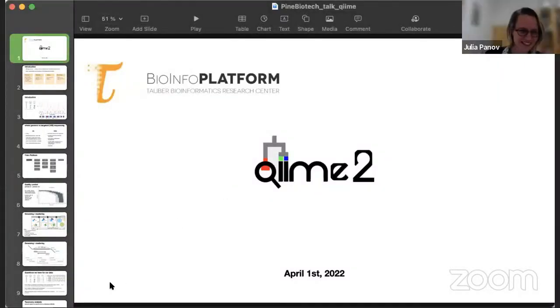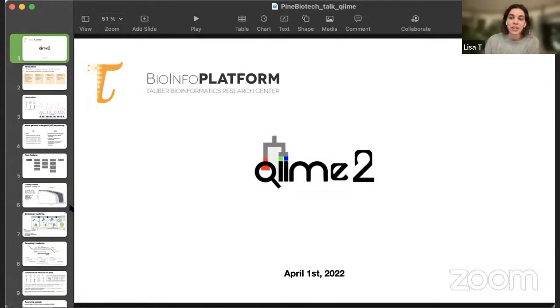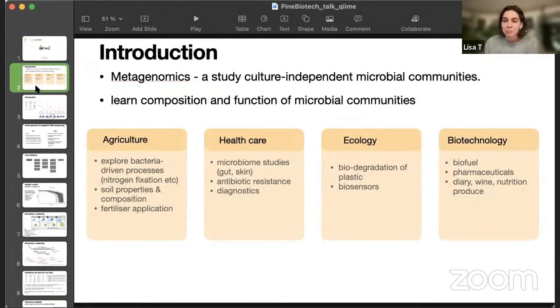I'll speak about our platform section for Chime. Chime is a tool that analyzes metagenomics data, the culture-independent microbial communities. What we basically learn about them is composition and function of these communities.